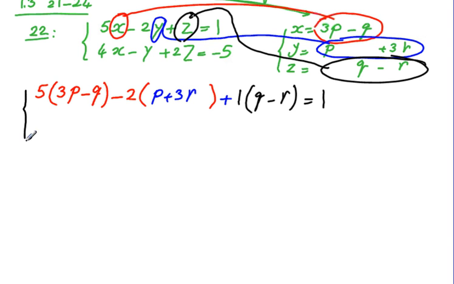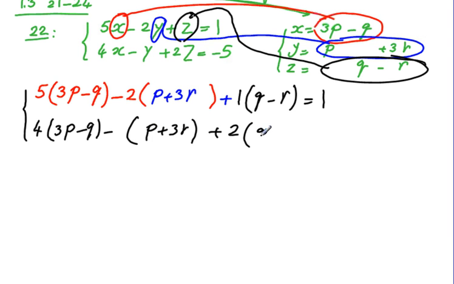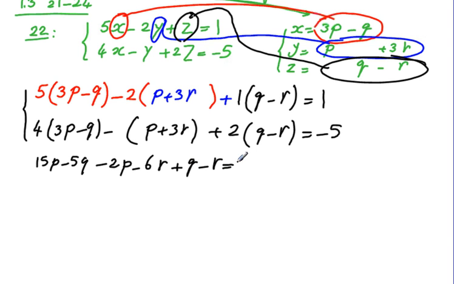So let's go ahead and do the substitution. I'll have 4 times 3p minus q, minus y, that is p plus 3r, plus 2z, which is q minus r, and that's equal to minus 5. It depends on you whether you want to rewrite everything or do it in your head. Let's rewrite first time around. This is 15p minus 5q minus 2p minus 6r plus q minus r equal to 1.